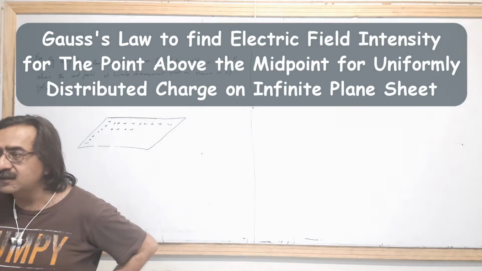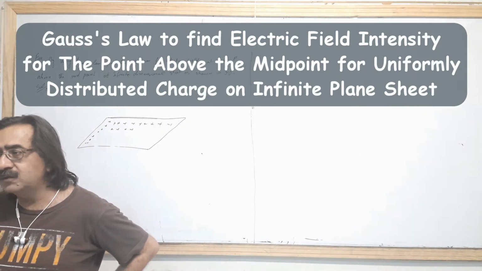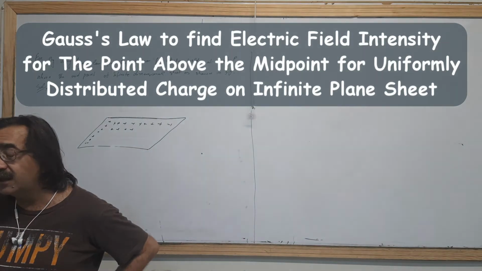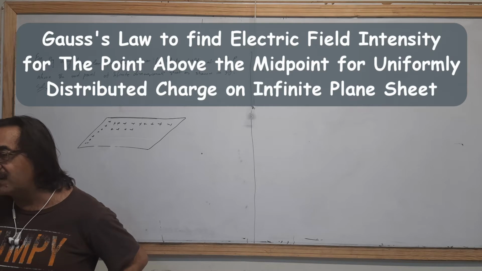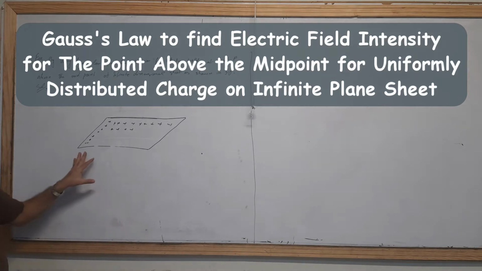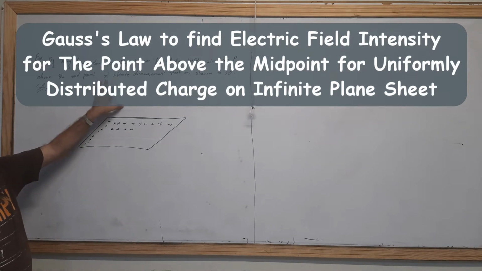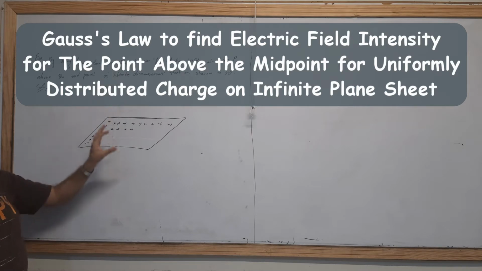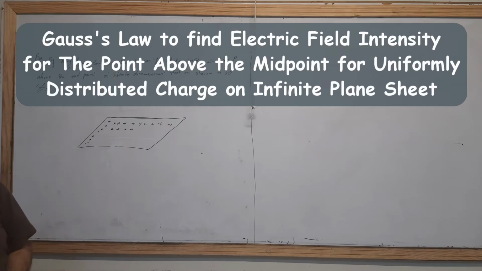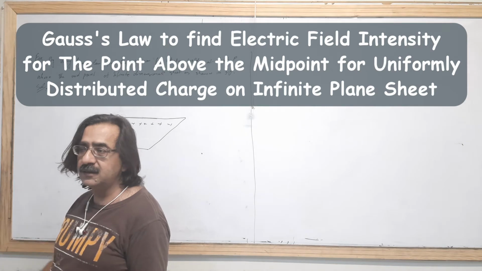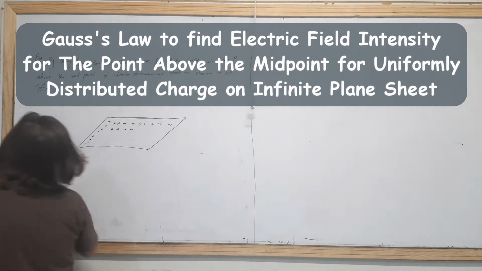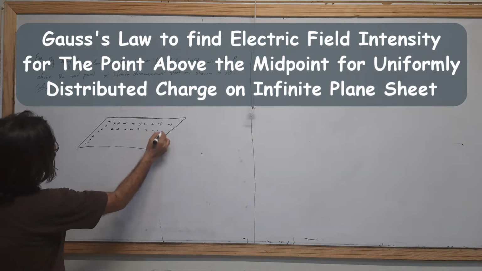We have already done this exercise by using the definition of electric field intensity. Now we will find the expression by considering Gauss's law, as an application of Gauss's law, and you will feel that it is very simple as compared to that.